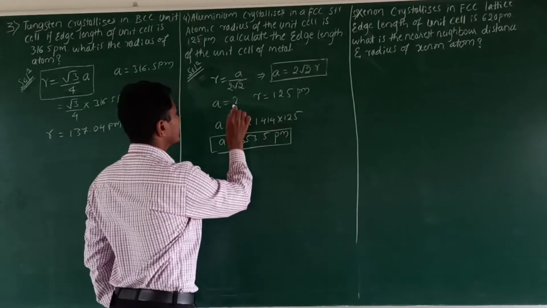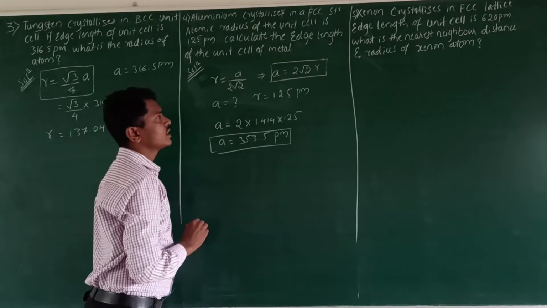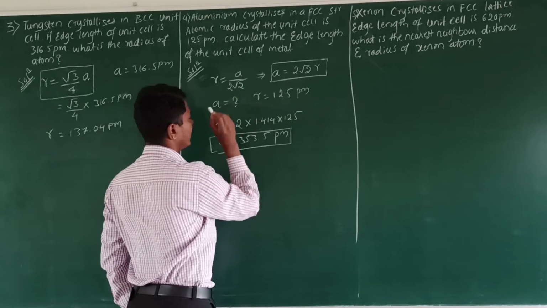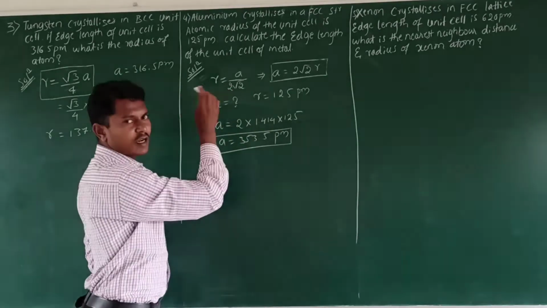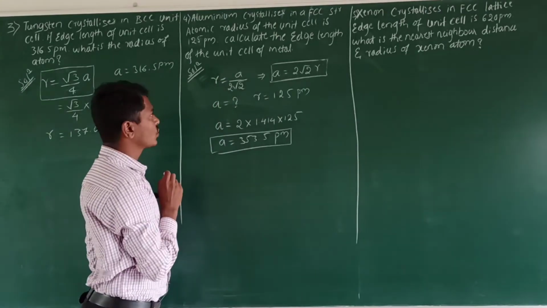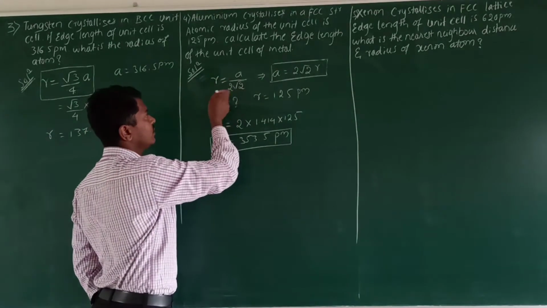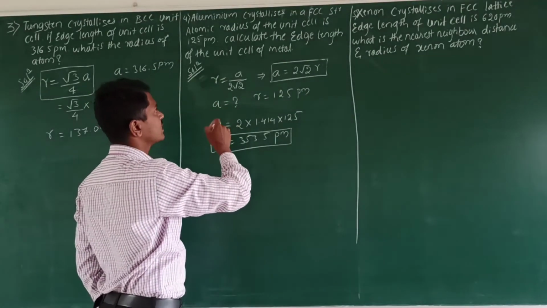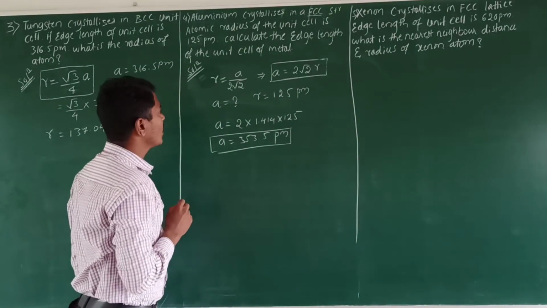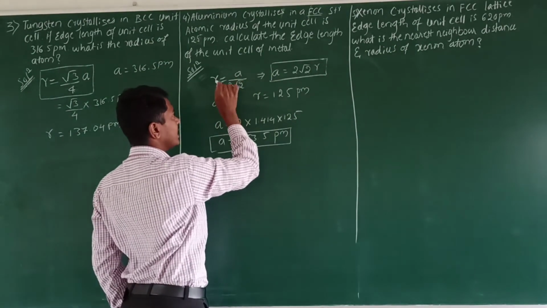Calculate the radius from the edge length of the unit cell of the metal atom. Then the edge length and radius relation is radius is equal to edge length divided by 2 root 2. This is the relation of the edge length and radius in FCC. Remember this. We want the edge length here, so rearrange this formula.